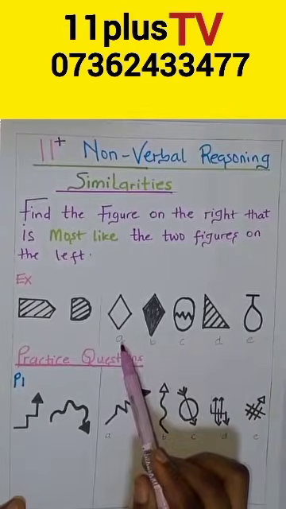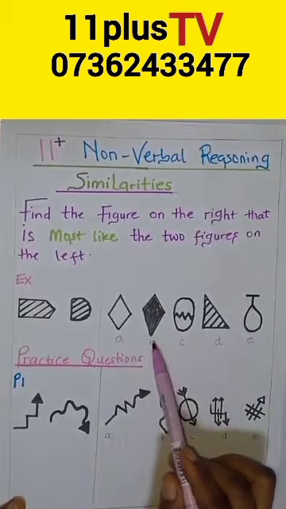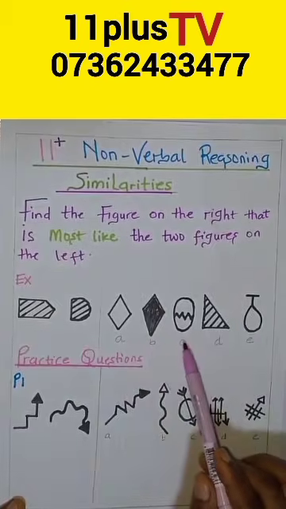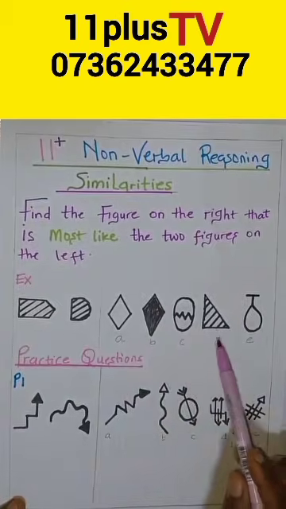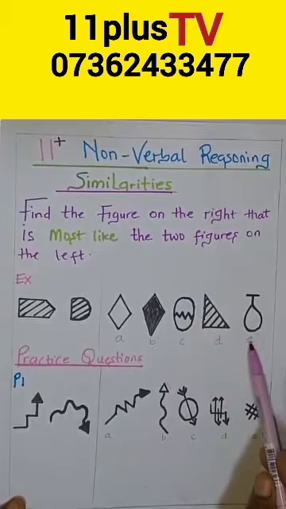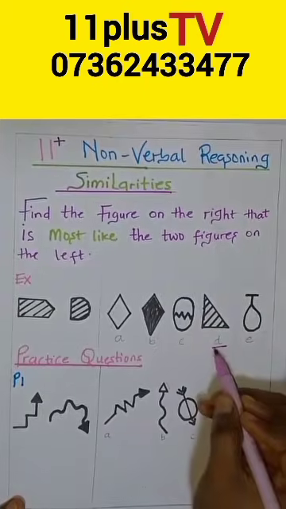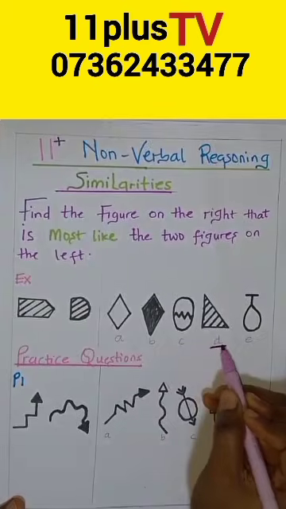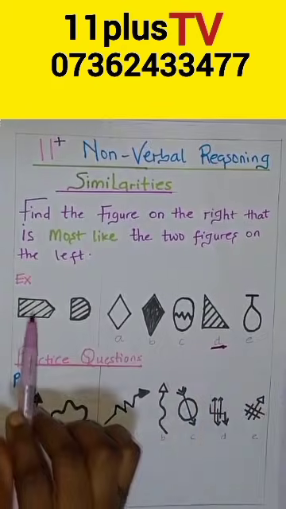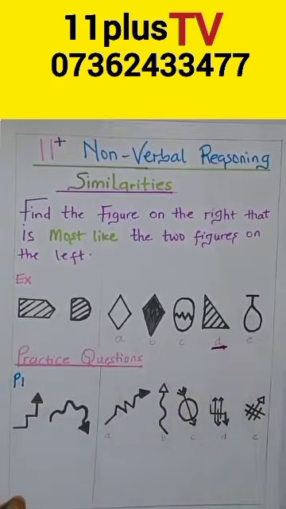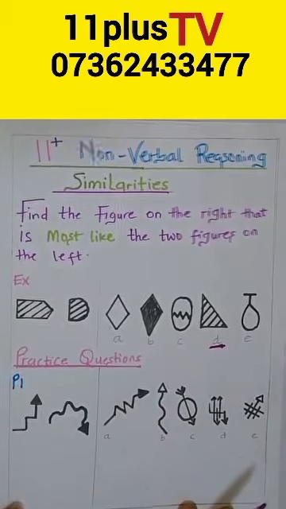So A is not a shape, B is shaded black, C does not have stripes, D has stripes, and E does not have stripes. So the answer to this example is D. You can see the diagonal stripes. Now let's take some practice questions.